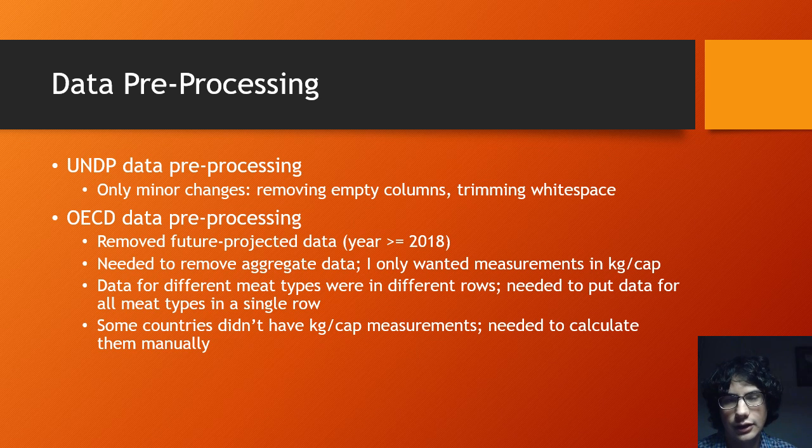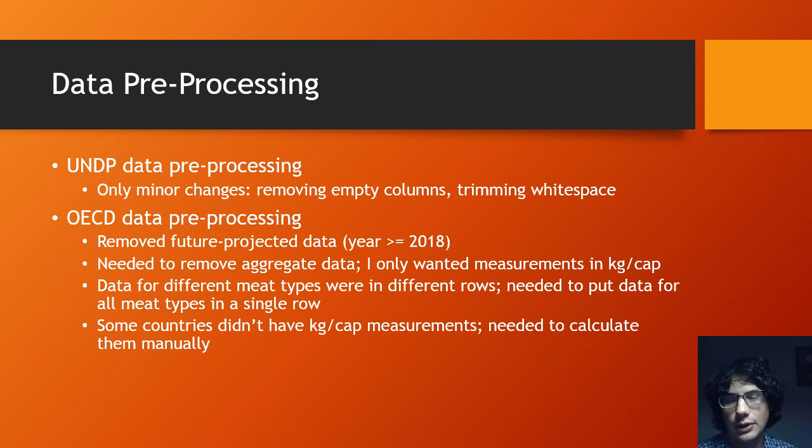Okay, so data preprocessing for the United Nations data. Preprocessing was fairly simple: trimming white space in columns, removing blank columns. The OECD data was a little bit trickier. I had to remove future projected data. The data set included data that was not actual data but projections, so anything with a year above 2018 I removed. I only wanted measurements that were in kilograms per person of meat consumption. I didn't want the data that was in thousands of tons the whole country consumes. I got rid of all that aggregate data.